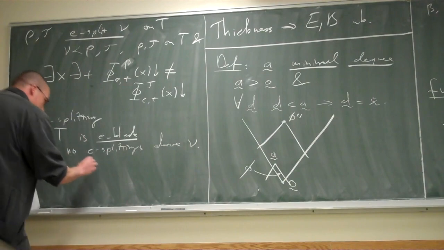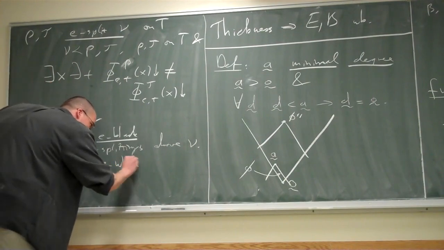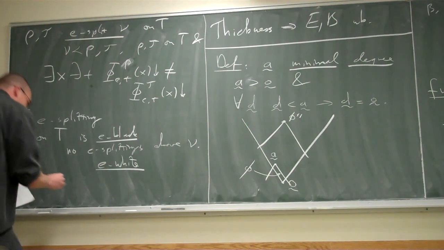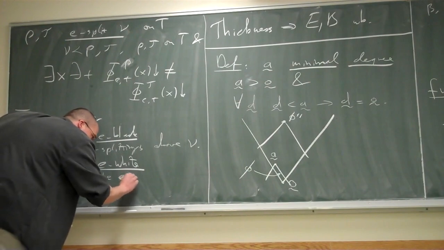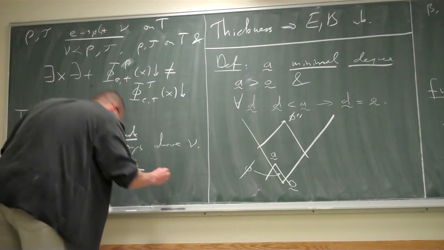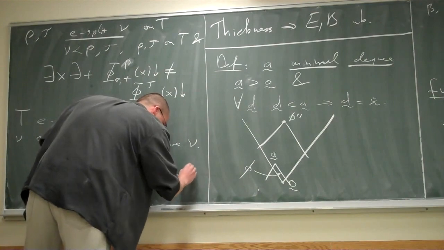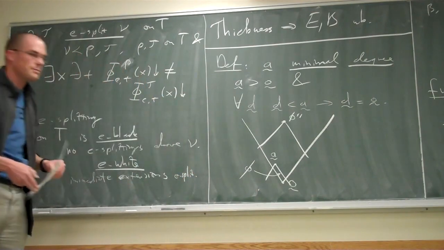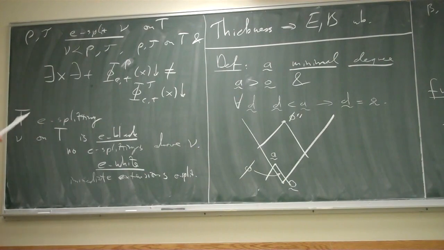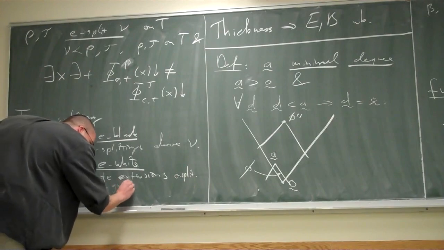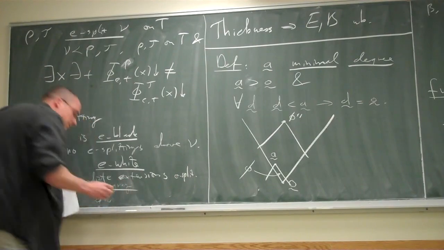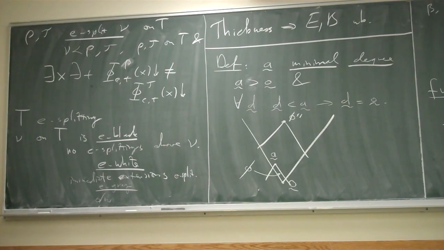A node is called E white if the immediate extensions e-split. A node is called E gray otherwise. So the E gray nodes are just the nodes where there are some splittings above, but they might be far away.